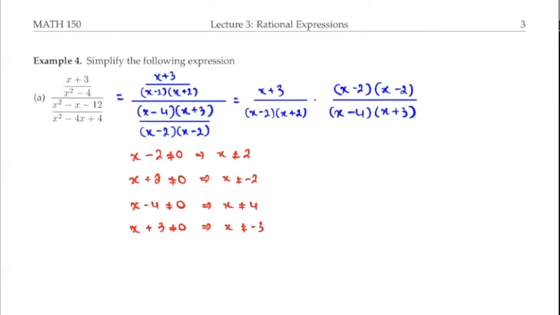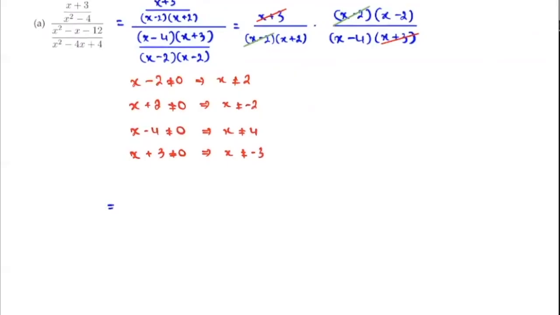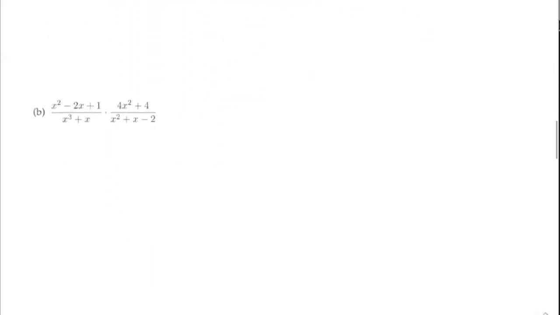Now you can make cancellations. So x plus 3 cancel out. Then x minus 2 cancel out. And you're left with the numerator is just x minus 2. The denominator includes x plus 2 times x minus 4. All right, let's move on to the next example.